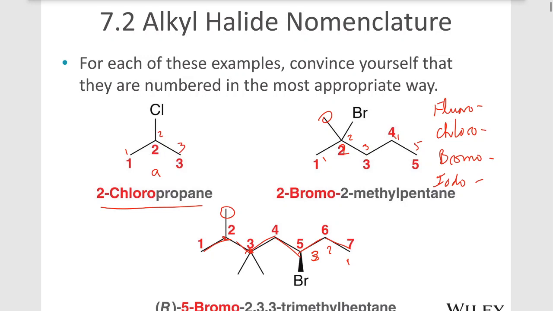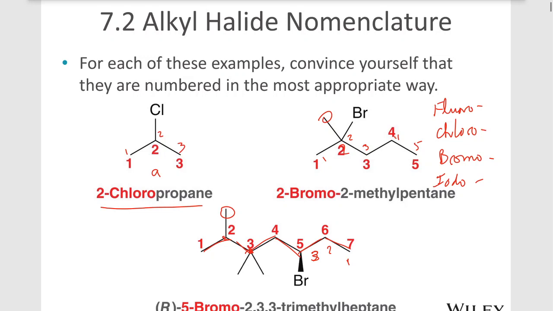Why is it in that order? Because bromo comes before methyl. So we don't use the prefixes for alphabetization such as di, tri, tetra. So we're comparing B with M. So this is 5-bromo because B comes before M, 2,3,3-trimethyl heptane.